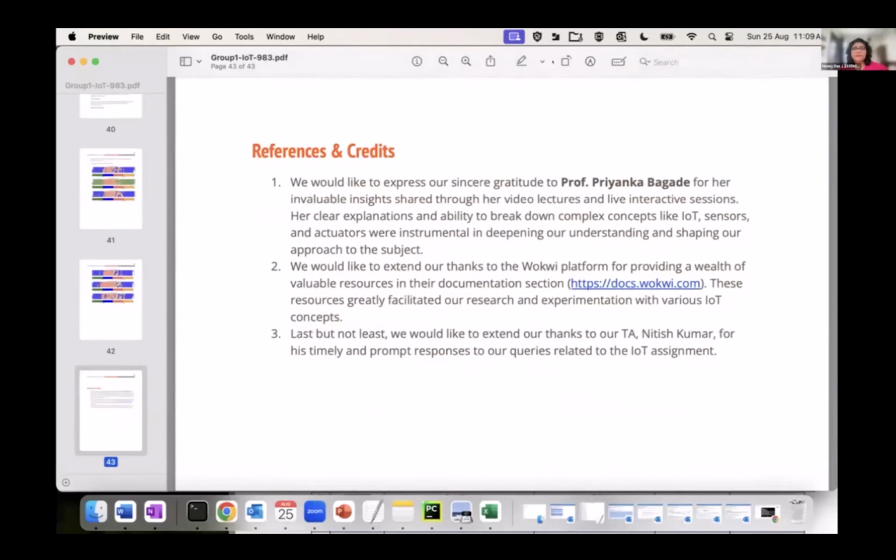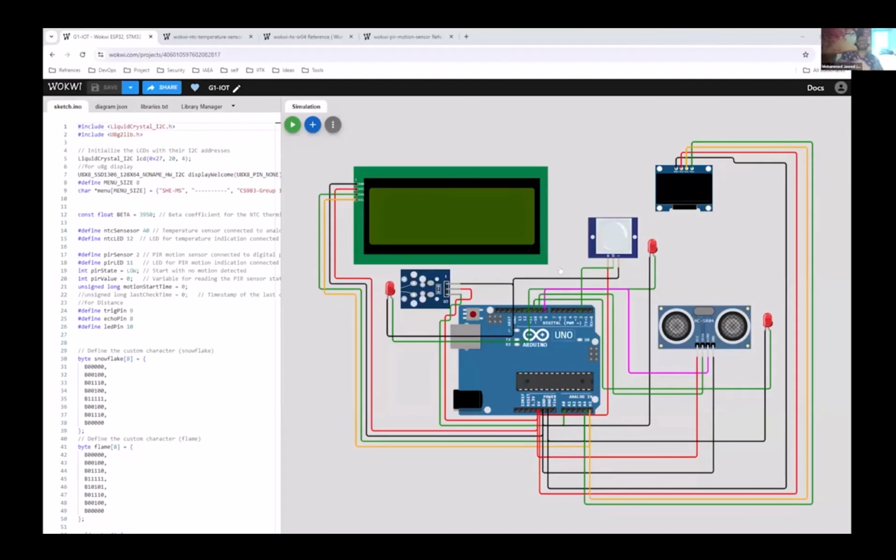Maybe I'll hand it over to Javed now for doing the simulation. Thank you so much, Shani, for walking us through the report. So allow me to share my screen. I hope it's visible. Yes.